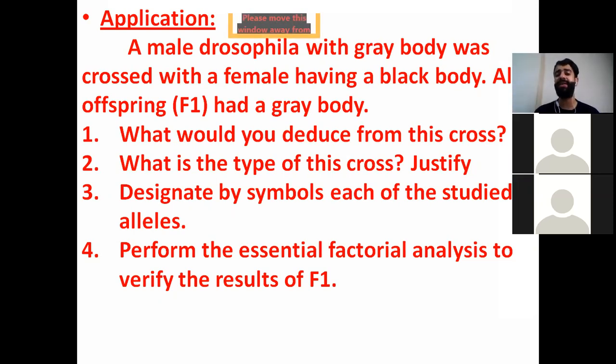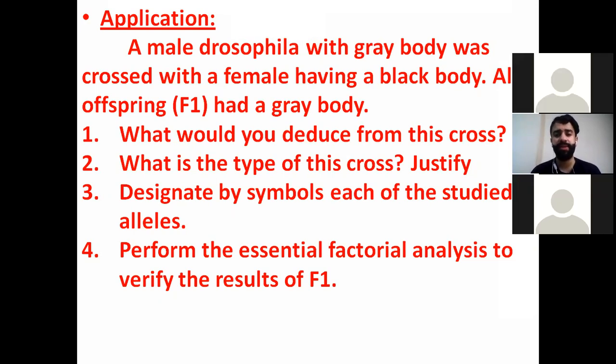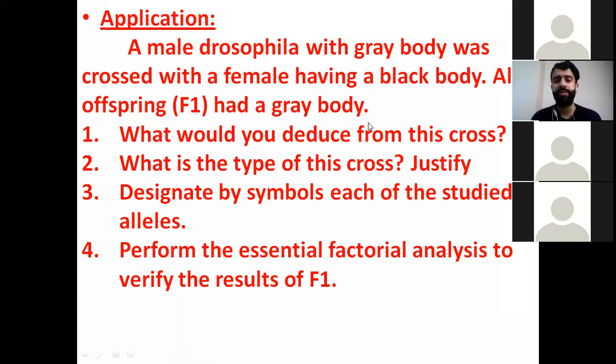Sarah, designate by symbols each of the studied alleles. Let capital G be the symbol of the dominant gray allele over the black recessive allele. Very good. Let small v be the symbol of the black recessive allele, with respect to the gray dominant allele. Very good. So here we gave the symbols.